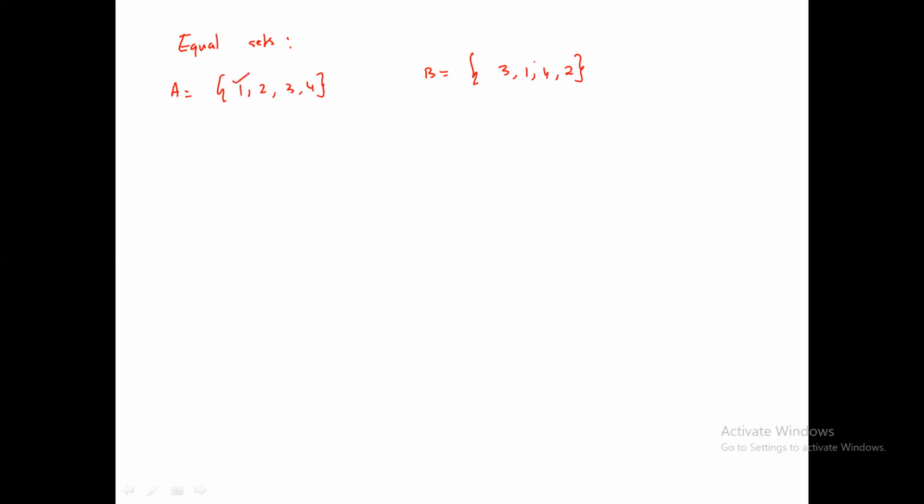Here you have 1, here also 1, here 2, here also 2, here 3, here also 3, here 4, here also 4. Exactly the same elements, only the order is different. Such sets are called equal sets. The set A is equal to set B.